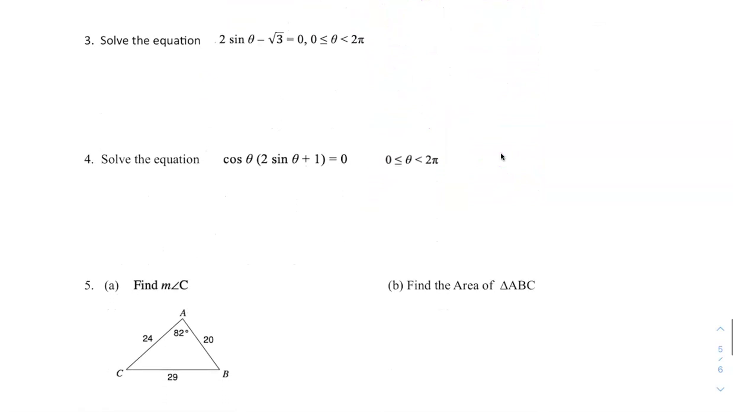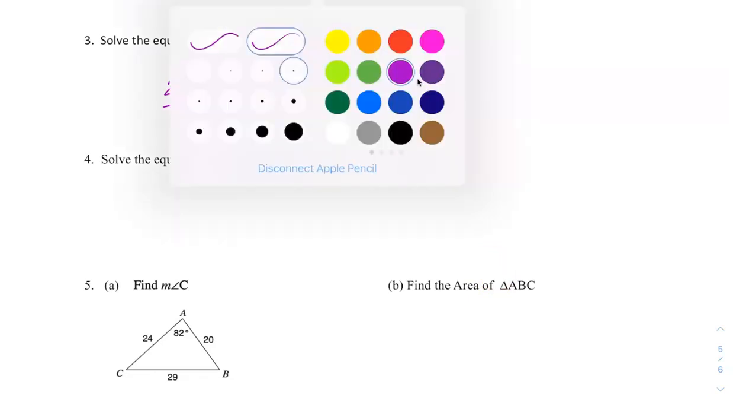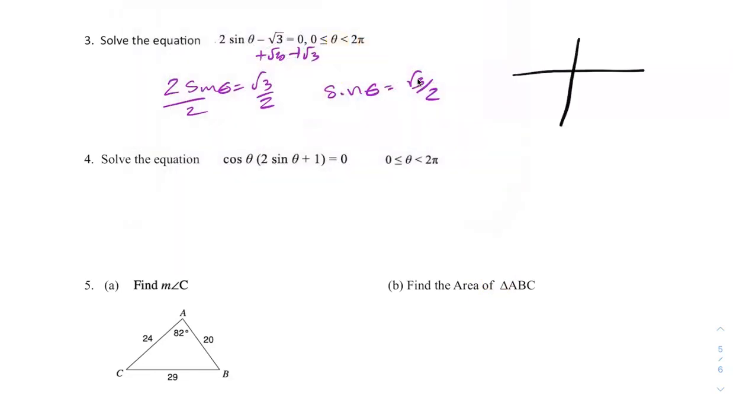Next one, it wants to solve this equation. So the key here is you want to get sine by itself. So we're going to add rad 3 to both sides to solve like normal. 2 sine theta equals rad 3, divided by 2. Sine theta equals rad 3 over 2. And then I just graphed it. So like go backwards. That's the answer. What's the question? So work backwards here.